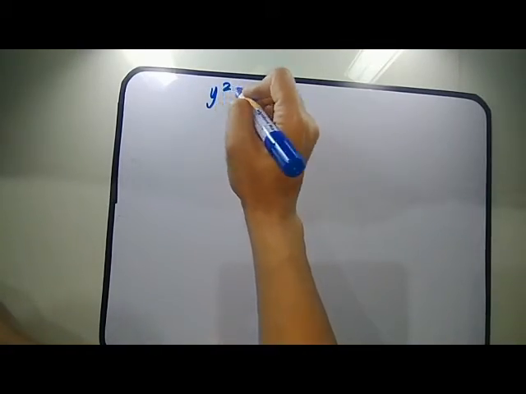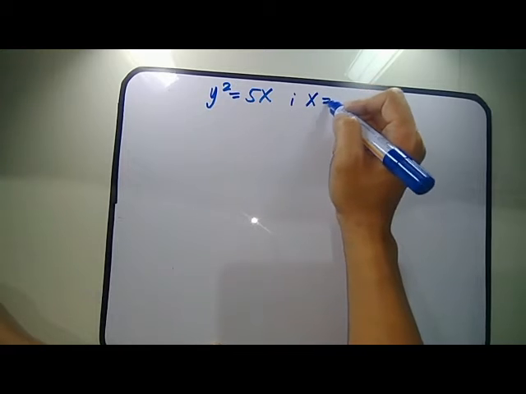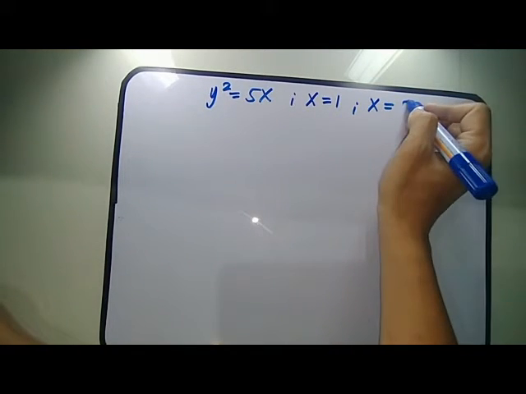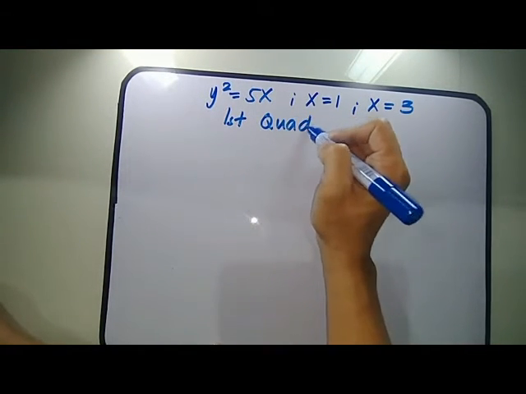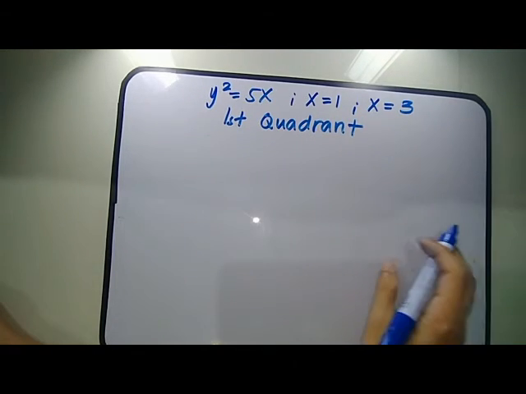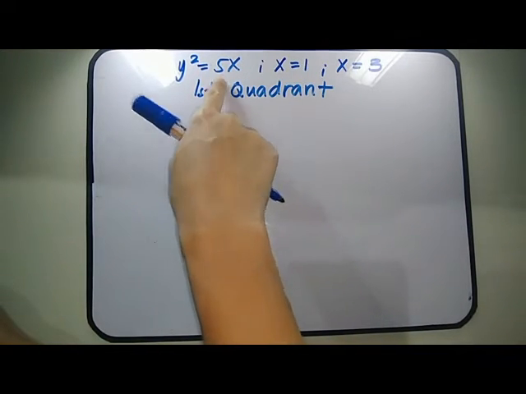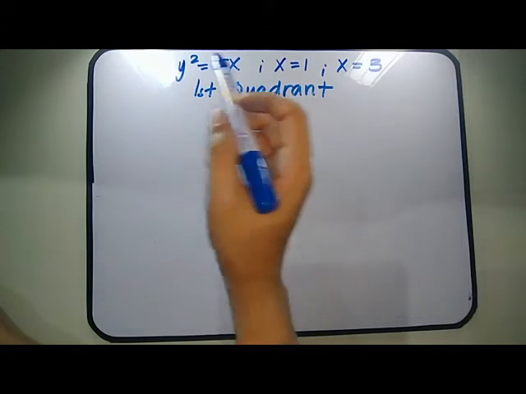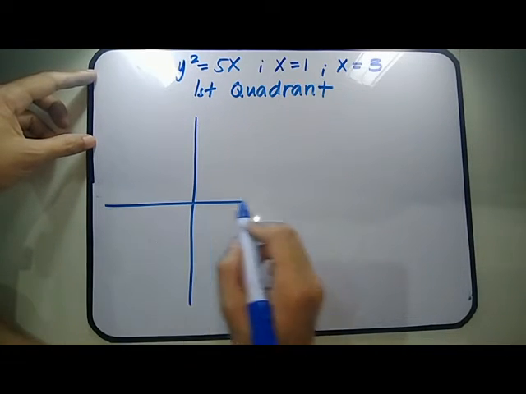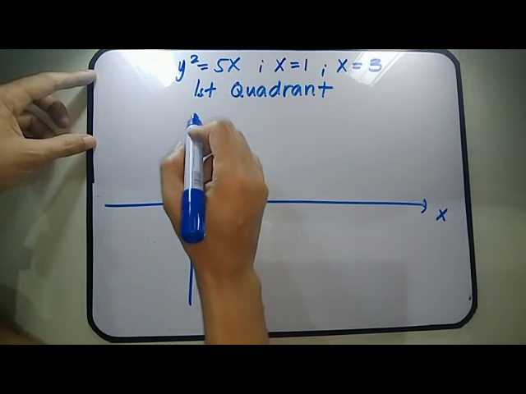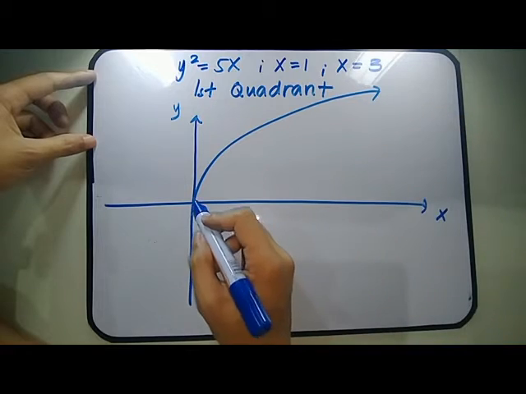In this next problem, we have y squared is equal to 5x, and we have these lines, x is equal to 1 and x is equal to 3. You're required to find the area bounded in the first quadrant. First step, guys, graph the curves. This is y squared, therefore your vertex must face the y-axis, either to the left or to the right. Since x is positive, this is facing right. So the vertex is 0, 0, facing to the right of x. So this is y squared is equal to 5x.